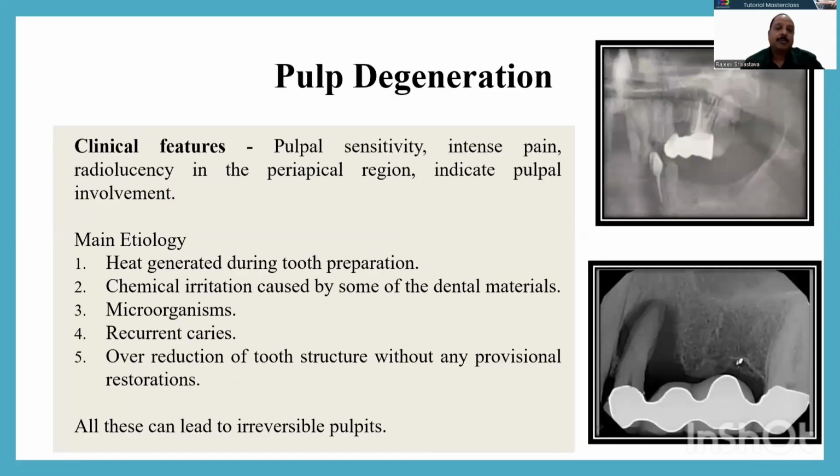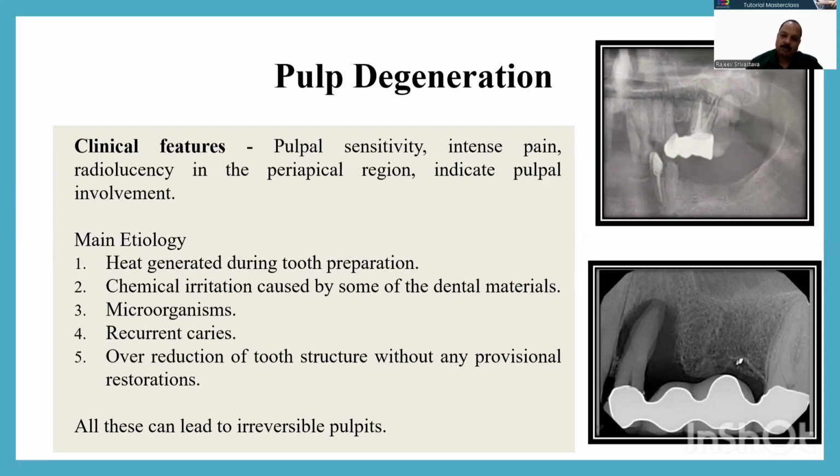Then the pulp degeneration, this also you can see. What will happen if there is a pulp degeneration followed by a periapical pathology, as you can see in the figure. And once there is a periapical pathology, it will lead to bone resorption around your root, and ultimately your abutment will become mobile.